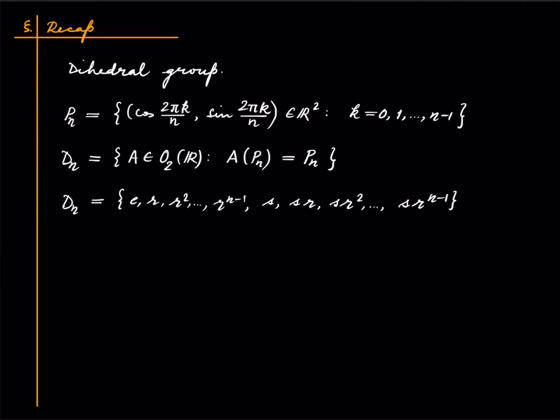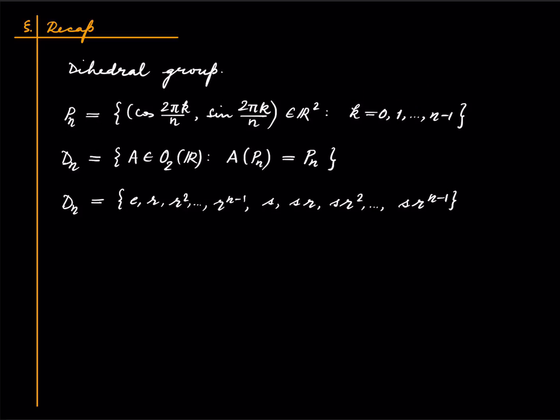Welcome to this lecture series in group theory. Last time we discussed the dihedral group, which was defined as follows. So first we defined Pn as this set, which is basically all these points where k varies from 0 to n minus 1, or equivalently you could say k is any integer.